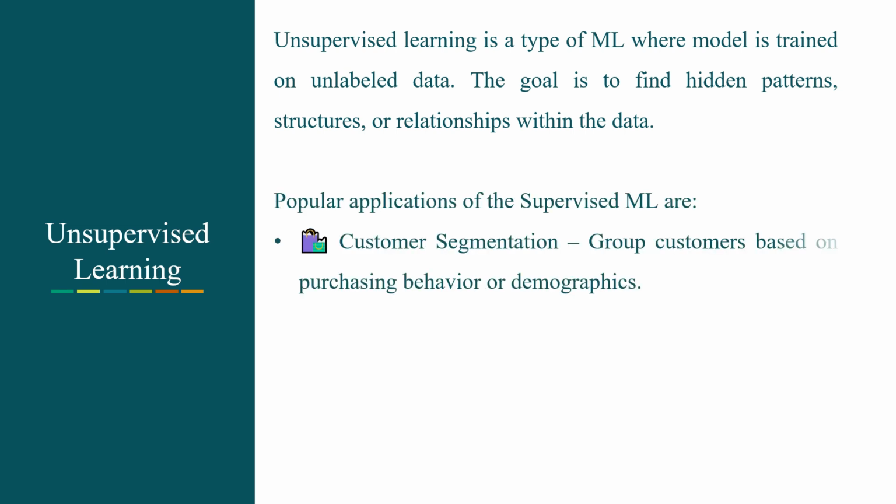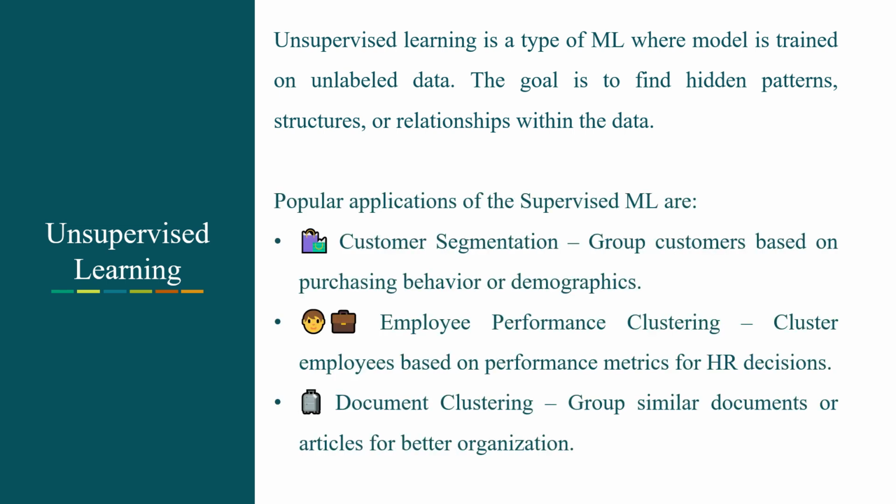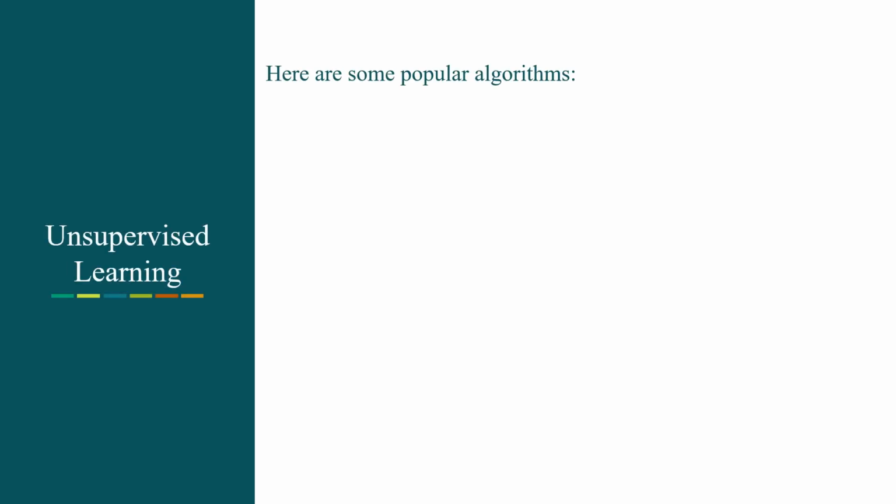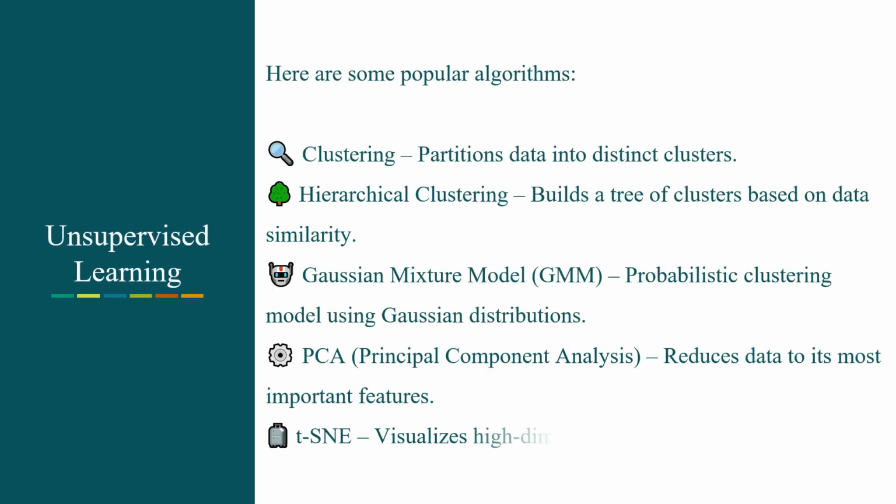Some real life examples include customer segmentation, grouping customers based on purchasing behavior or demographics, employee performance clustering, clustering employees based on performance metrics for HR decisions. Similarly, document clustering, grouping similar documents or articles for better organization. Here are some popular algorithms: k-means clustering, hierarchical clustering, Gaussian mixture model, PCA and t-SNE. These are only the popular ones. There are plenty of algorithms available for supervised and unsupervised learning.